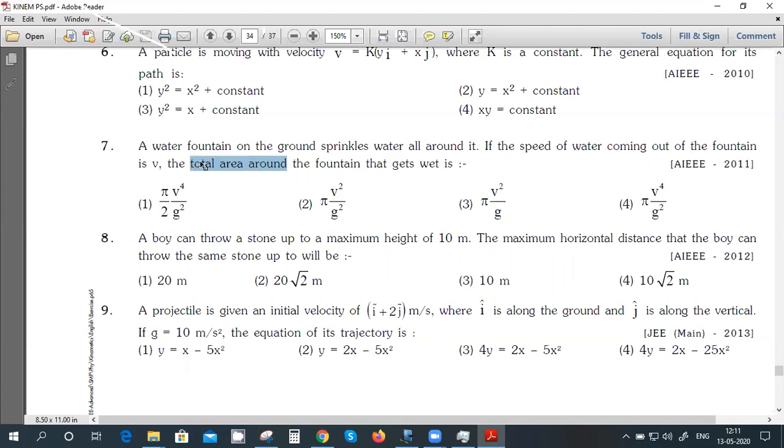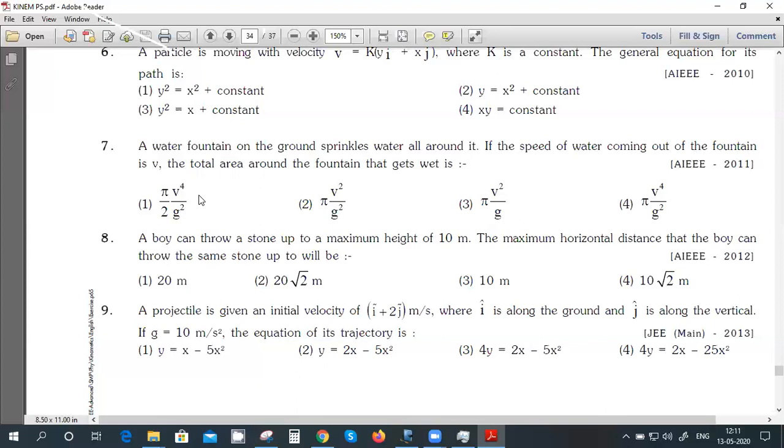Circle. Yeah. What is the radius of the circle? Circle will have a radius, no? Yes, sir. So what is the radius of the circle? Only if you know the radius, you can find the area. So what is the radius? Sir, R maximum. Range. Yeah, range.